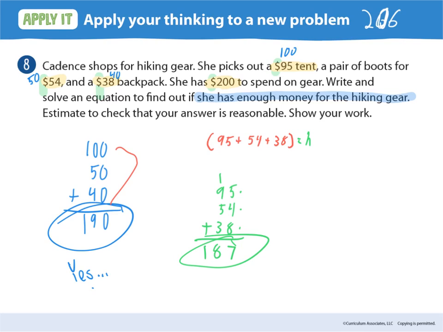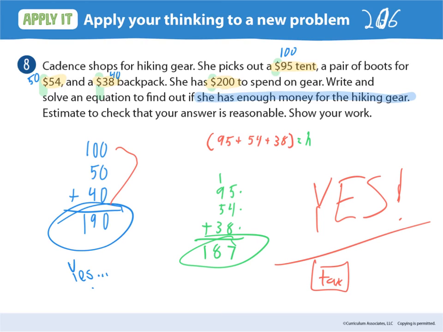Does she have enough money? That's the question. Does she have enough money? Our answer? Yeah. Spend that money. Get that hiking gear. She's golden. As long as it doesn't get too much tax. She should probably factor that in. She's going to have to factor in tax. She might not be okay on tax. Depends on what state she's in.